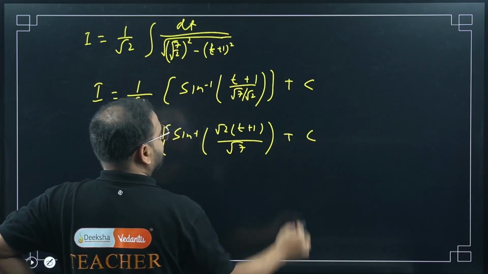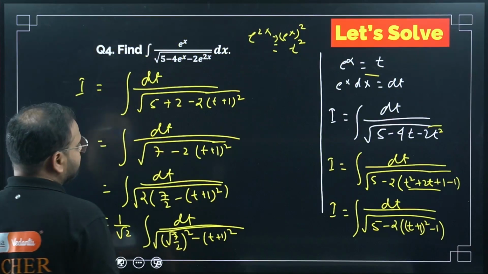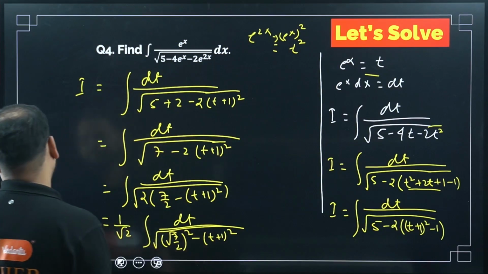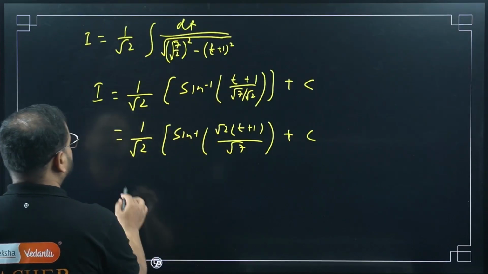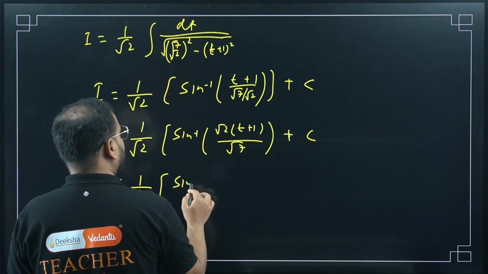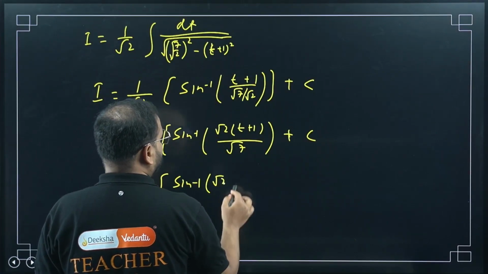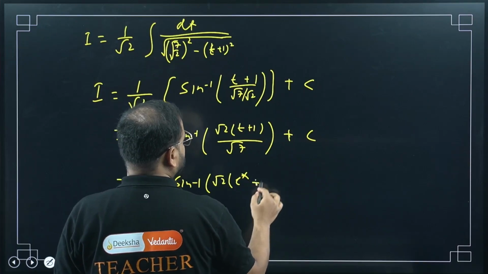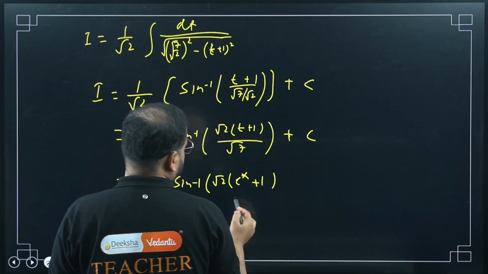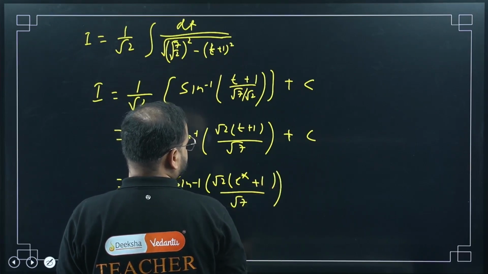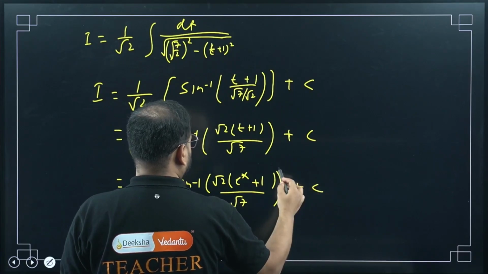plus c. What is my t? My t value is what? e power x. So write it there. What I'm getting? My final answer? 1 by root 2 sine inverse of root 2 times (e power x plus 1), the whole thing divided by root 7, plus c. This is my answer.